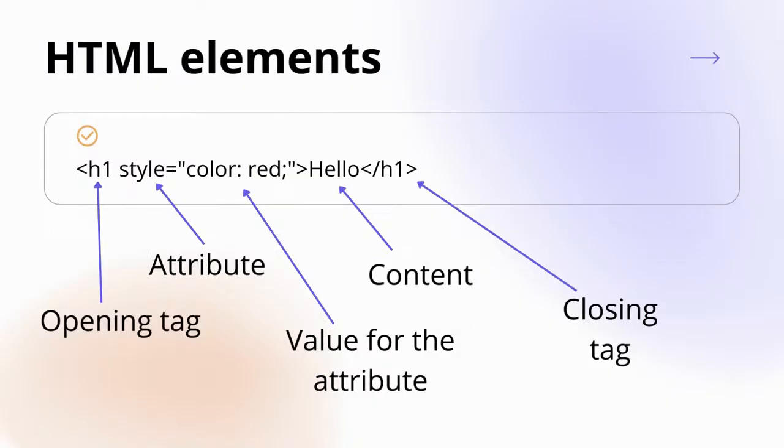Most HTML elements follow a similar pattern. Think of it like a formula. You start with the opening tag. There are many different tags available in HTML. In this example, we have a HTML header1 element. HTML has 6 headers, with header 1 being the largest and header 6 being the smallest.